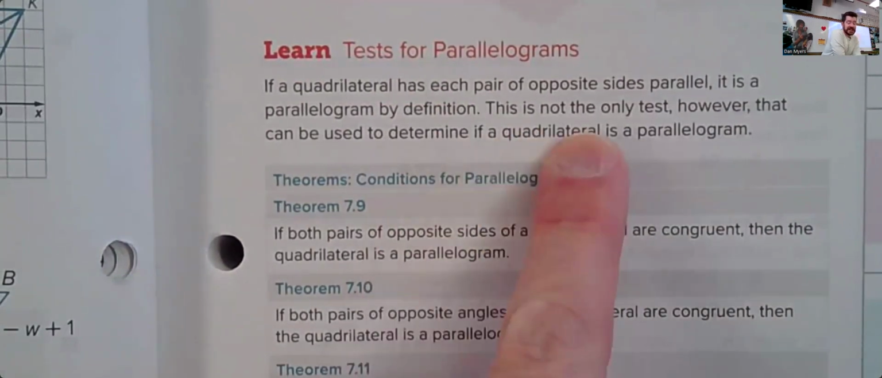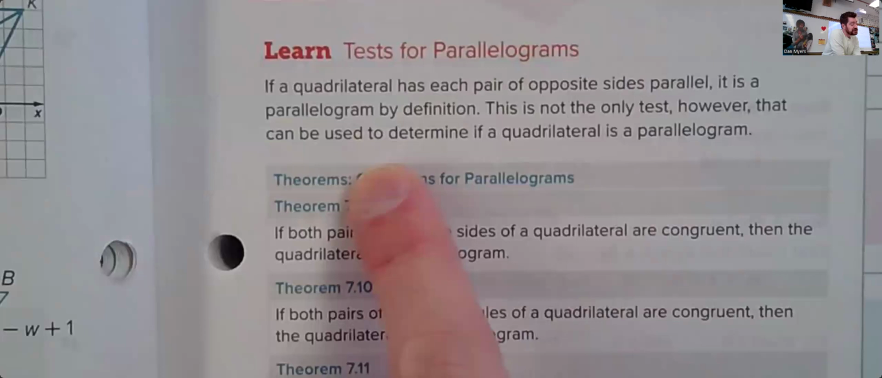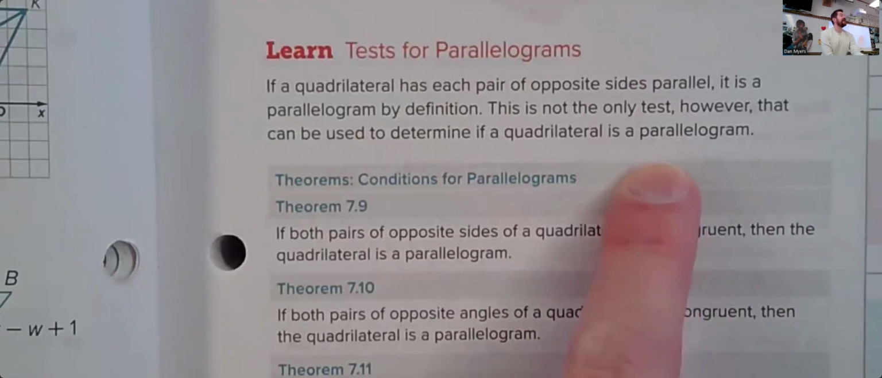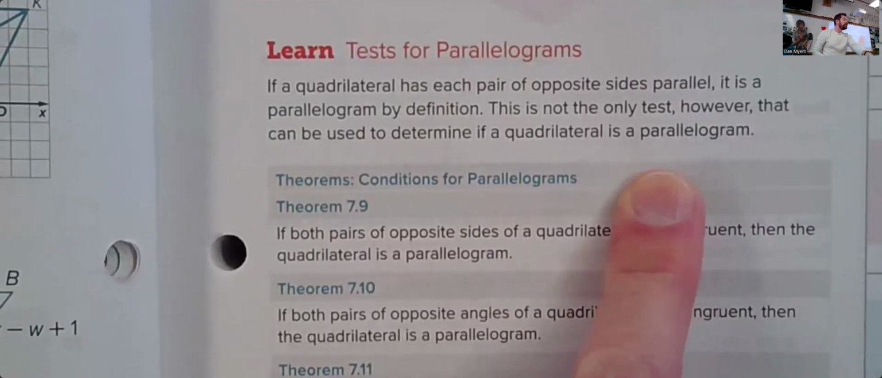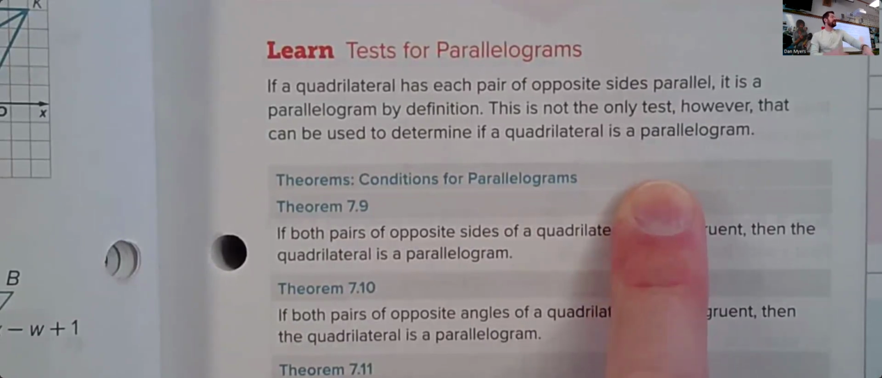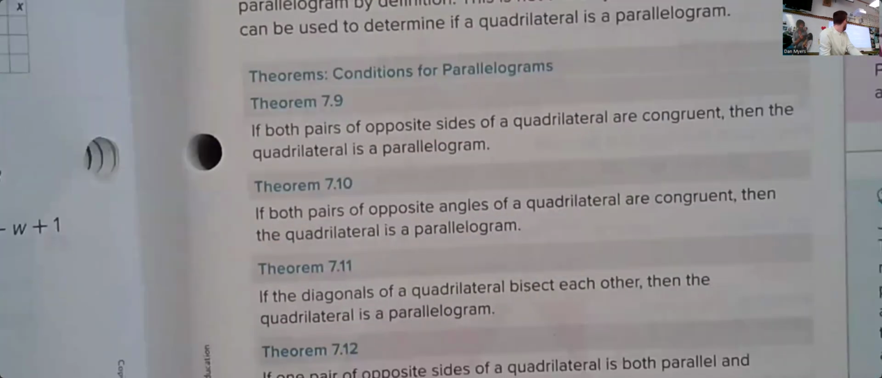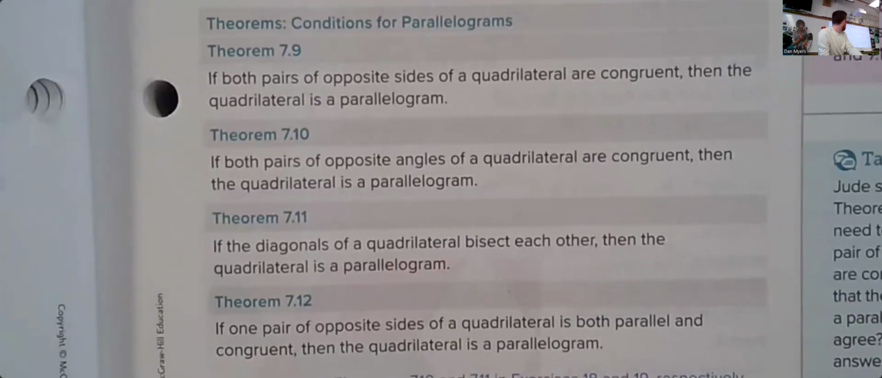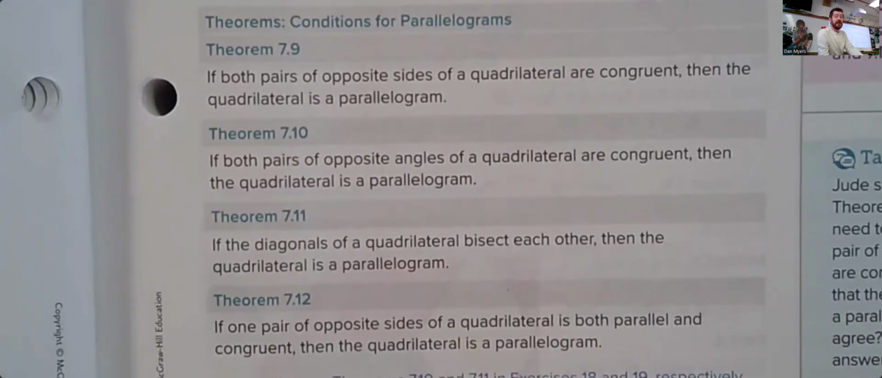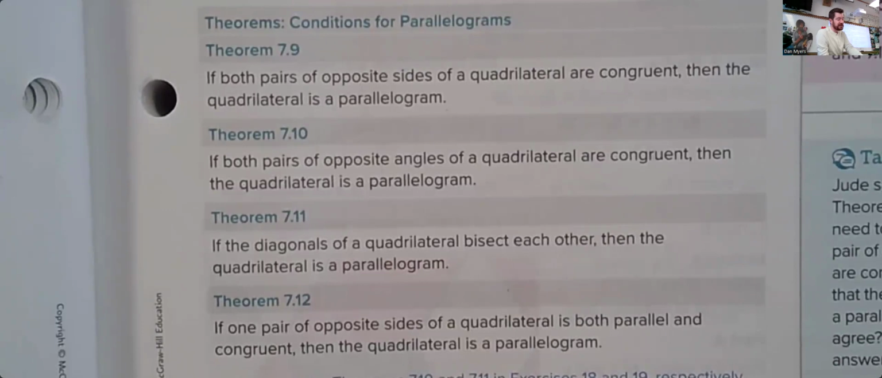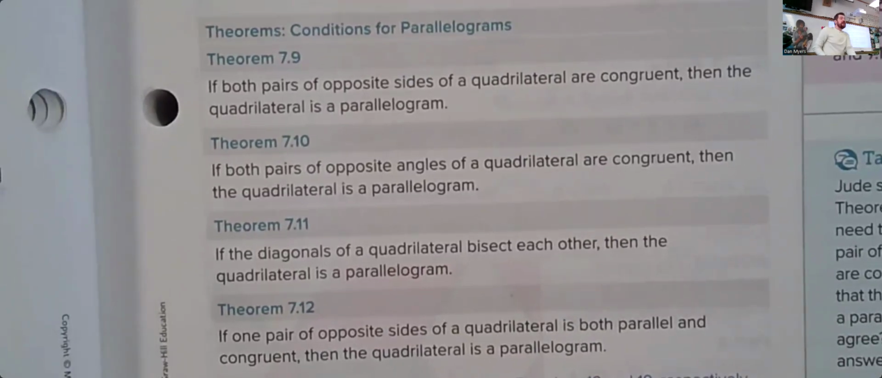This is not the only test, however, that can be used to determine if a quadrilateral is a parallelogram. We're going to have many different ways of doing this. One way, listen up, guys, is to show that opposite sides of a quadrilateral are parallel. If you can prove that, you have a parallelogram. There are other ways that you can do this as well. If both pairs of opposite sides are congruent, then it's a parallelogram. So you only have to do one of these, by the way. You don't have to do all of them.